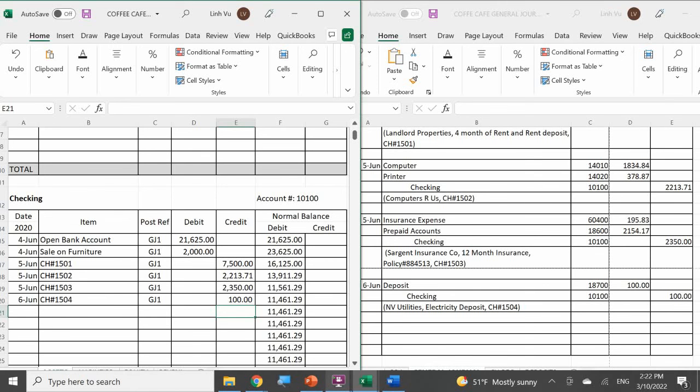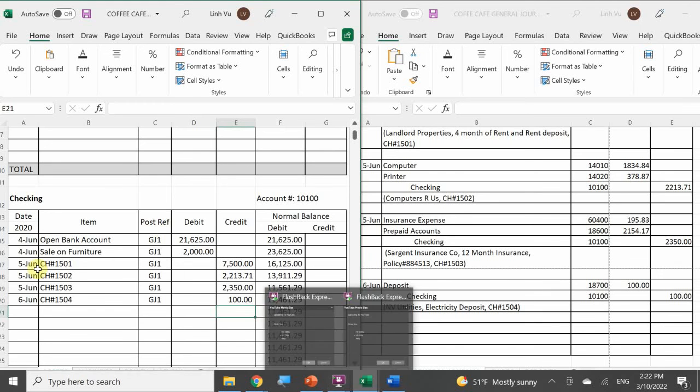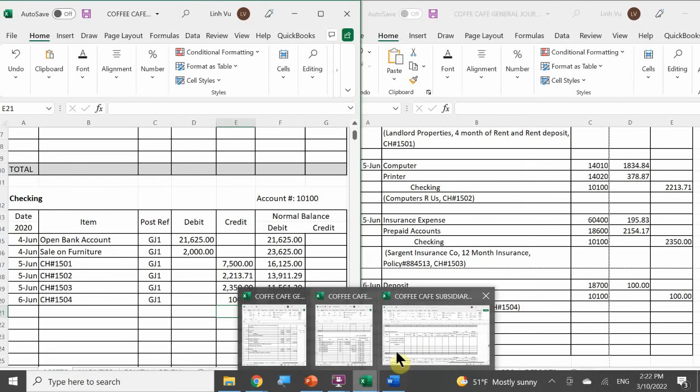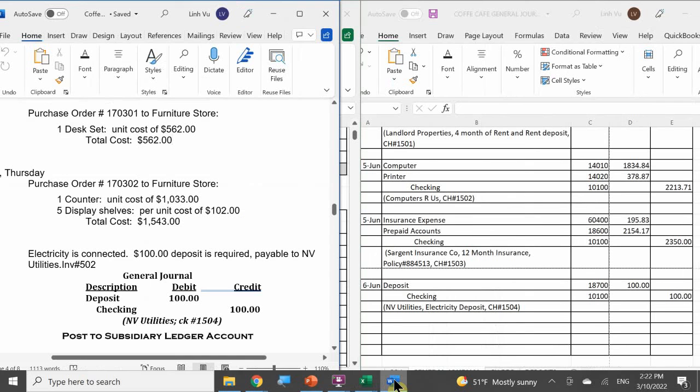And I also have dealt with NV Utilities, right? They're the people that are going to be in charge of my utilities, so gas, water, electric, all of that. Whatever I need to pay for, they're going to be responsible for billing me for my electricity bill, my water bill, and so on. So in this case, we need to enter this because I ended up paying NV Utilities to make the deposit for the electricity. And I was also given the invoice number of 502.